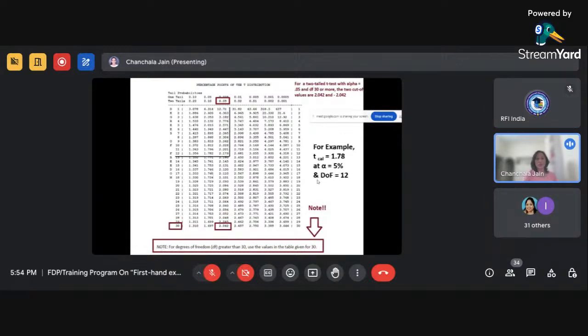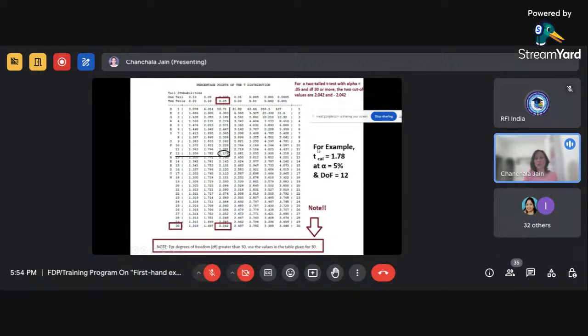Suppose you have 13 observations in total. That means your degrees of freedom will be n minus 1, that is 13 minus 1, that is 12. So you can locate 12 here. And suppose you want to test your null hypothesis at 5% level of significance, which is 0.05, and suppose you have made your null hypothesis for the two-tailed test. So you locate the 5% against this two-tailed test, which is this. The intersection point of these two will give you the value of t, which is 2.179.